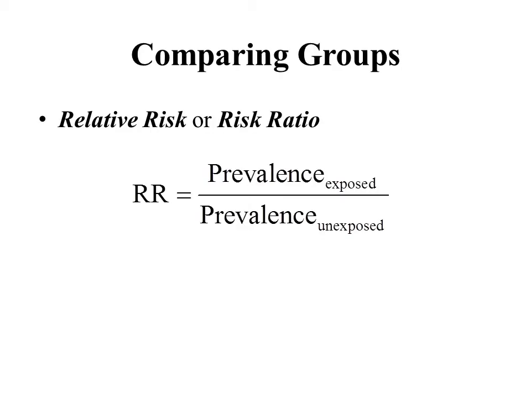Okay. Let's look at another way of comparing groups. And this next way is what we call the relative risk or the risk ratio. And these are some terms that we're going to see come up later on in the semester, and we'll see them in our journal readings. So the relative risk, abbreviated RR, is simply the prevalence of the exposed divided by the prevalence of the unexposed.